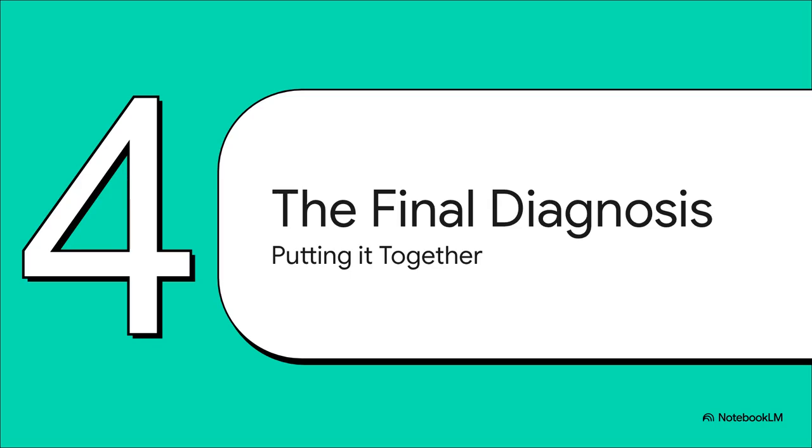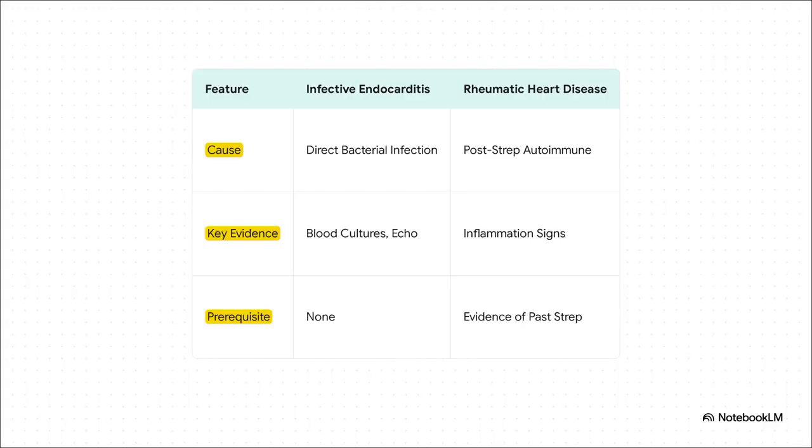So let's step back for a second. We've got two very different diseases that can both damage the heart and two totally distinct, highly methodical rulebooks to tell them apart. So why is this separation so critical? Let's put them side by side and it'll be crystal clear. Okay, let's break it down. For endocarditis, the cause is a direct bacterial attack. For rheumatic heart disease, it's an autoimmune reaction gone wrong.